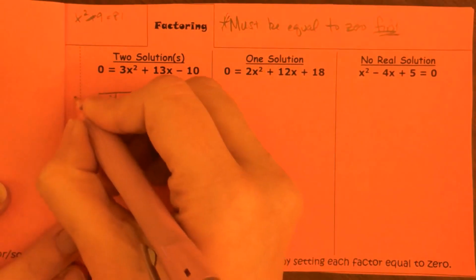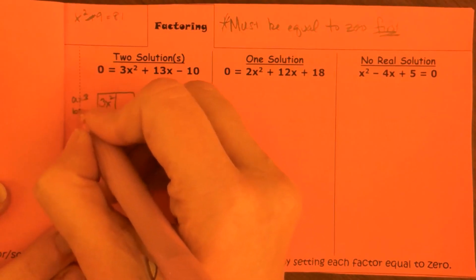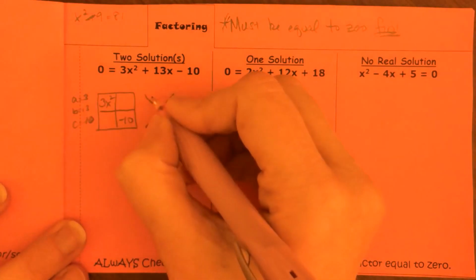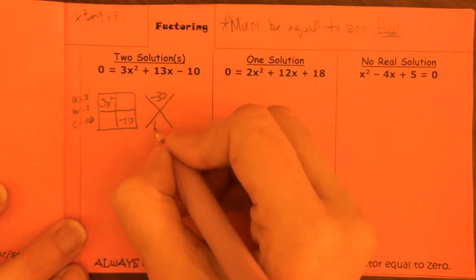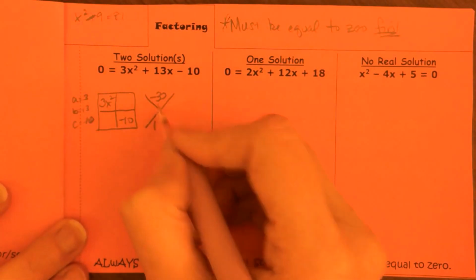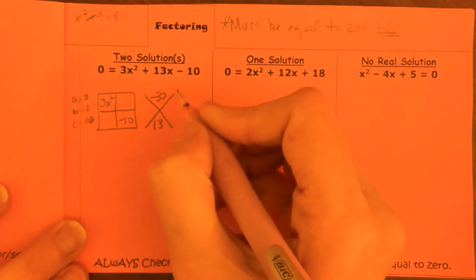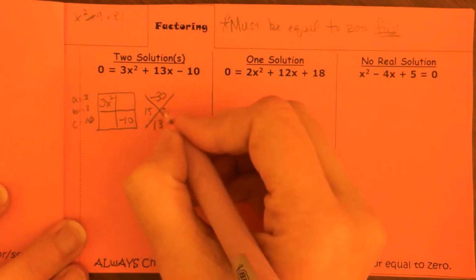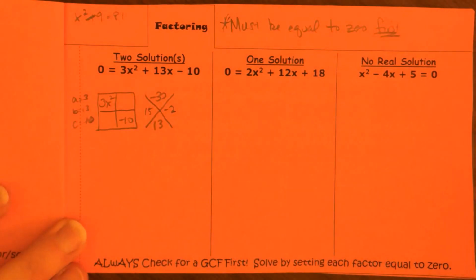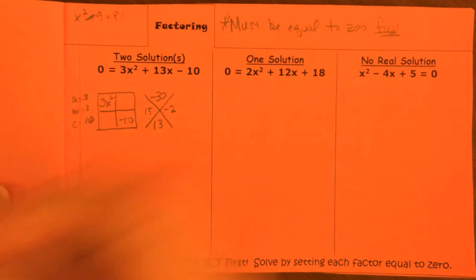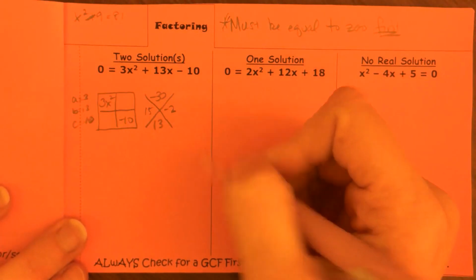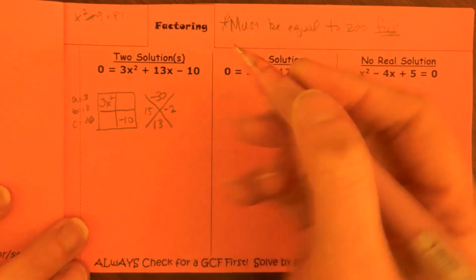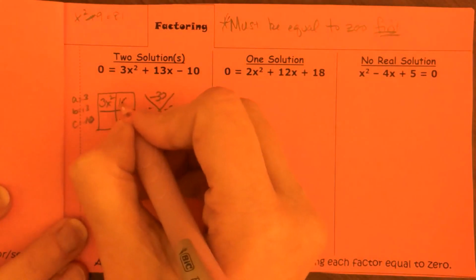A is 3, B is 13, C is negative 10. 3 times negative 10 is negative 30, and B is 13. So they have to multiply to negative 30 and add up to 13. Well, that's going to be 15 times negative 2. How do I know that? I just do. But if you need to, you can always make a table. So 15 times negative 2 is negative 30, and 15 plus negative 2 is 13. Those are the two factors I want.